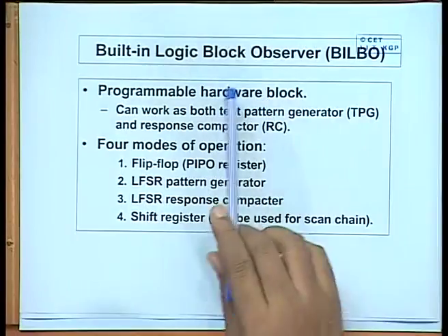So, instead of investing in totally new hardware, what we can do is take some of the existing registers in the circuit and enhance them with some additional logic, so as to make them programmable in this sense. Now, we shall see later that we can have very simple implementations of this pattern generator and response compactor by slightly modifying the circuit diagram of a shift register. So, all these things can be done very easily, but let us first see the capabilities of this BILBO, built-in logic block observer.